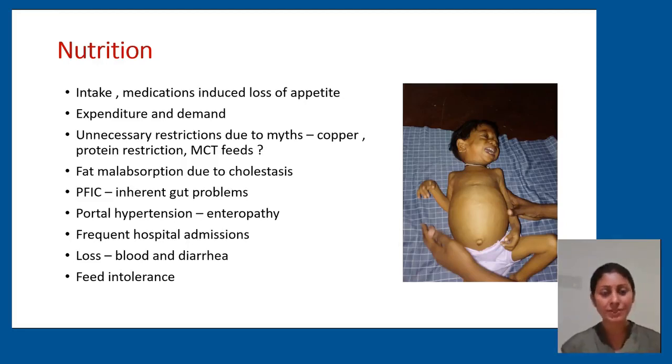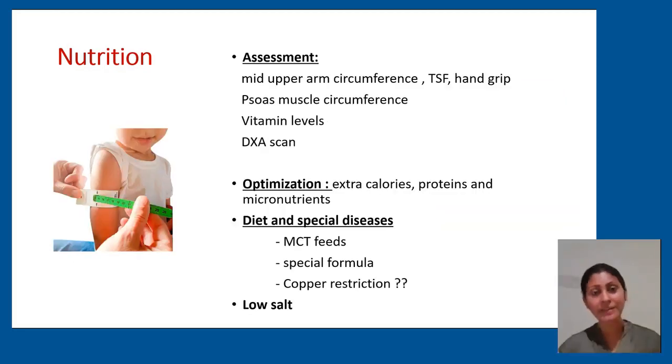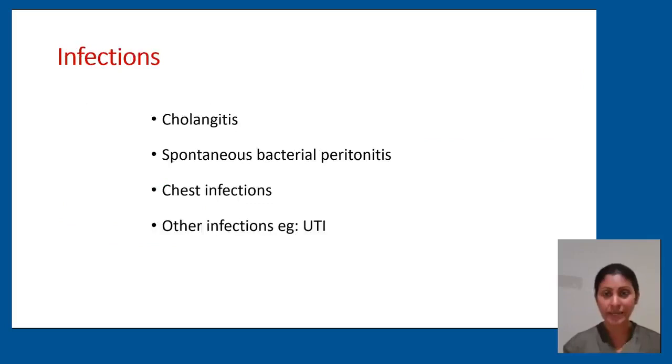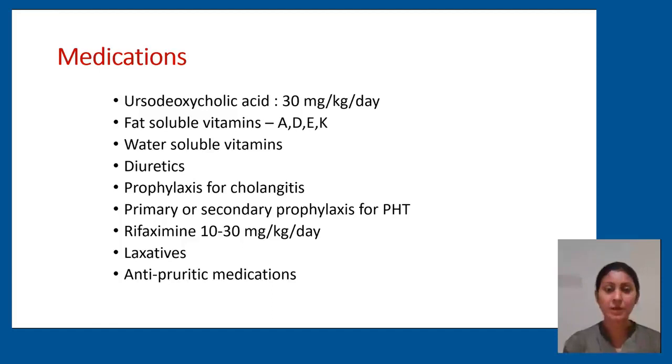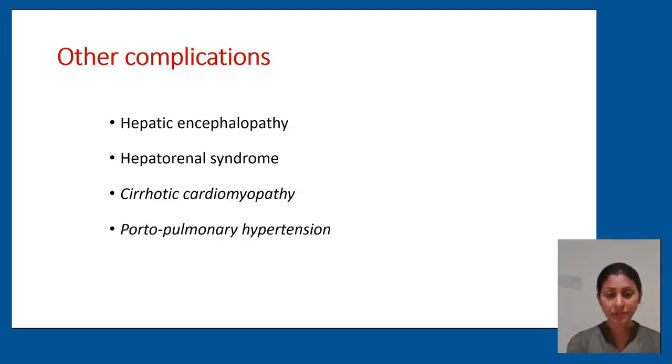This is the list of medications usually you see in a child with chronic liver disease. Invariably, they'll be on ursodeoxycholic acid, which would indicate the bile drainage. Fat-soluble vitamins are important. Water-soluble vitamins are also important. And diuretics, if they have ascites, especially biliary atresia and PFICs, you need to give prophylaxis for cholangitis and medical prophylaxis for portal hypertension, rifaximin in view of hepatic encephalopathy, laxatives, again in view of hepatic encephalopathy to maintain their bowel opening, and antipruritic medications.